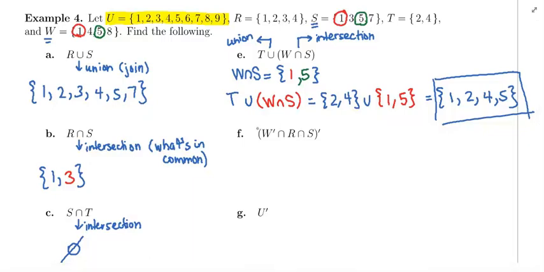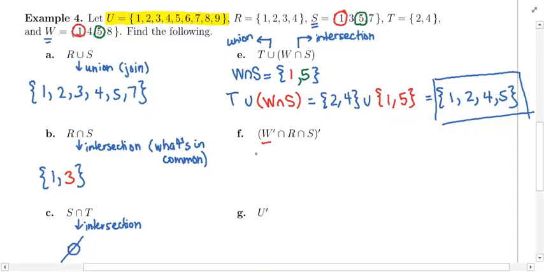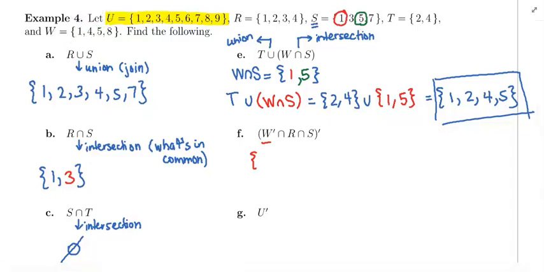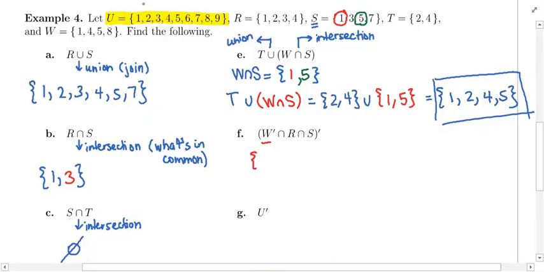So the first thing I'm going to do is write down W complement. Remember, W complement means if you go to W, W's up here, we're going to look at it, and to get the complement, we're going to go to the universe and take out everything that is in W.